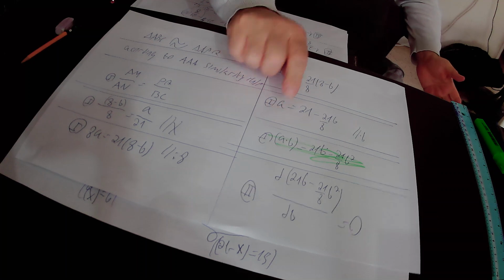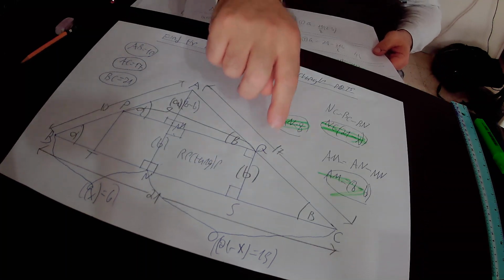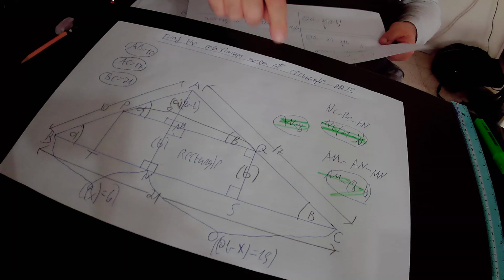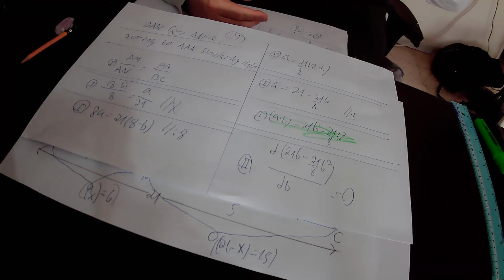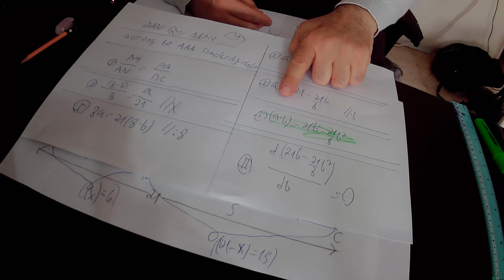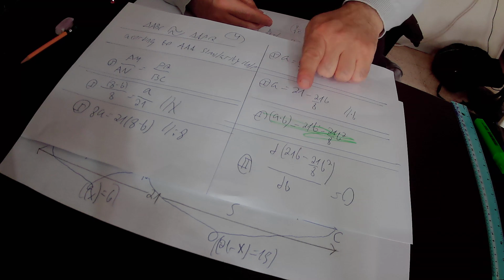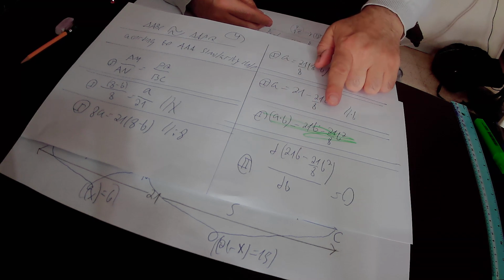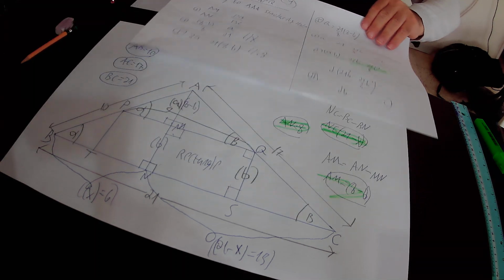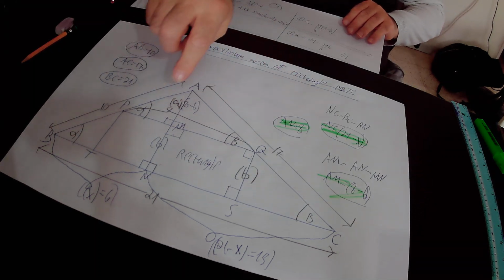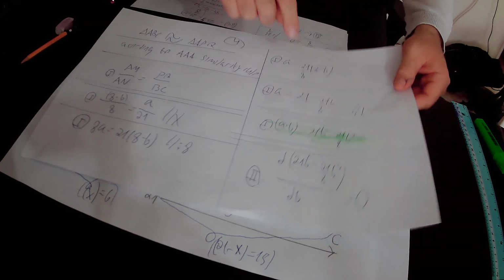a is the length of this rectangle PQST, and b is the width. And we know that the length times the width equals the area of the rectangle. Therefore, we found out that the area of rectangle PQST, that is a times b, equals 21b minus 21 over 8 times b squared. So we have the area of this rectangle PQST as a function of b.